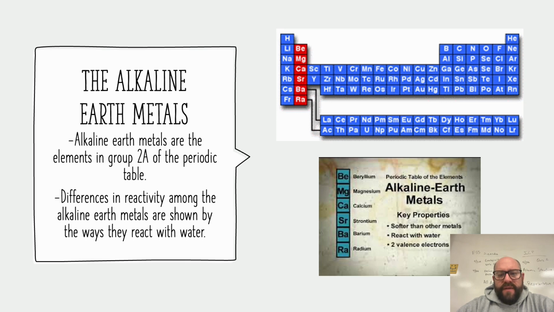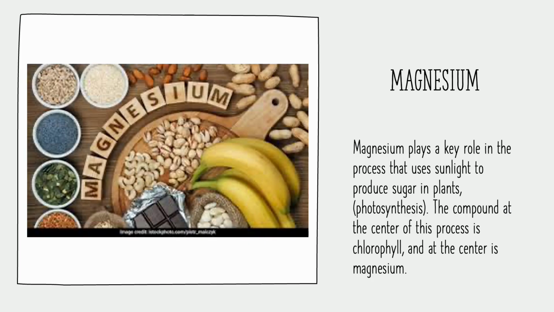Magnesium and calcium have essential biological functions, and they provide materials used in construction and transportation. Magnesium plays a role in the process that uses sunlight to produce sugar in plants, known as photosynthesis. The compound at the center of the process is chlorophyll, and at the center of chlorophyll is magnesium.